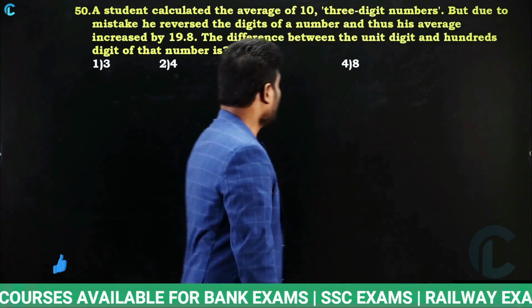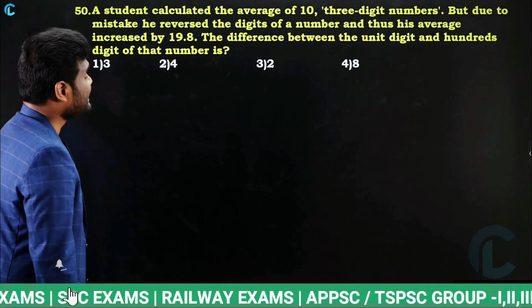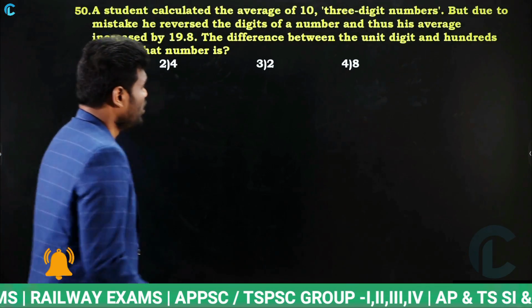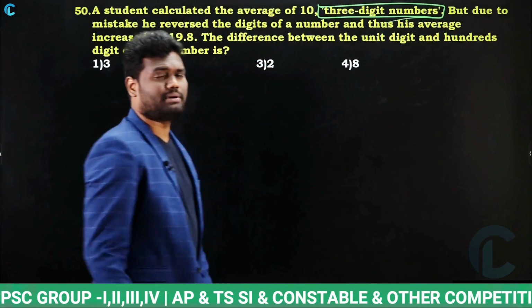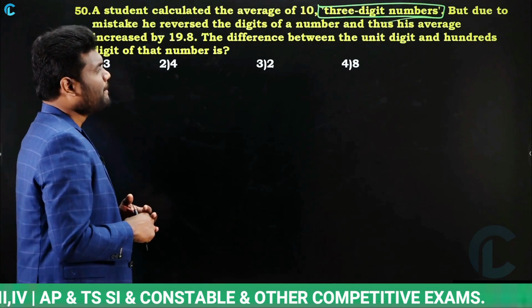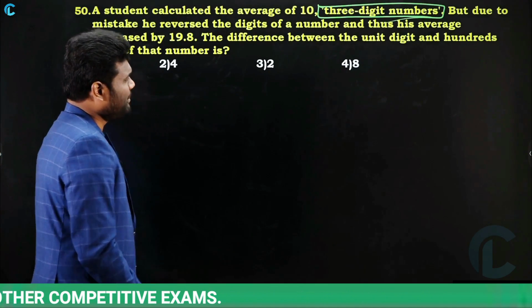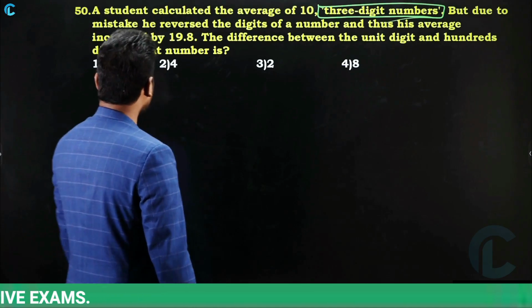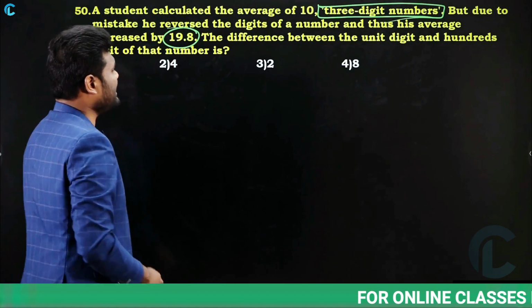Okay. Let us look at the next question. A student calculated the average of 10 3-digit numbers. Look here, in this question it is 3-digit numbers. Previously it was 2-digit numbers. Now it is 3-digit numbers. But due to a mistake, he reversed the digits of a number and thus his average increased by 19.8. So the average increased by 19.8.